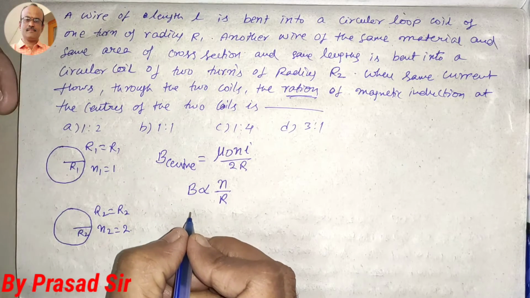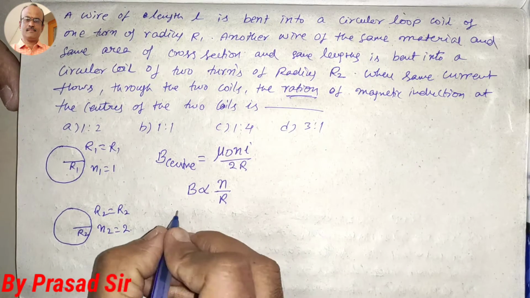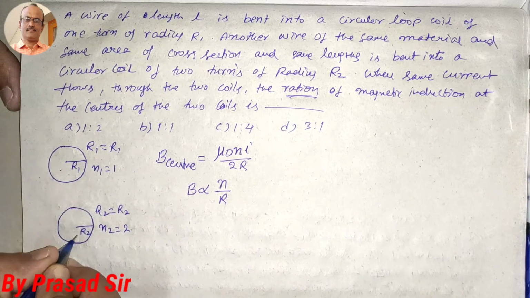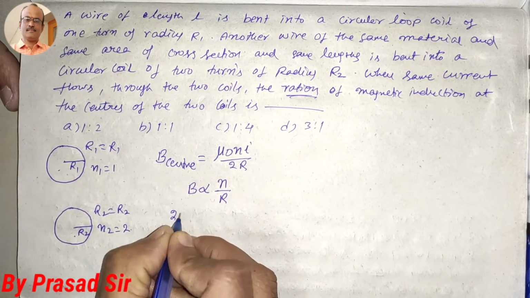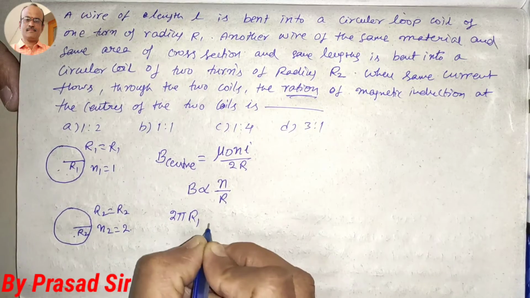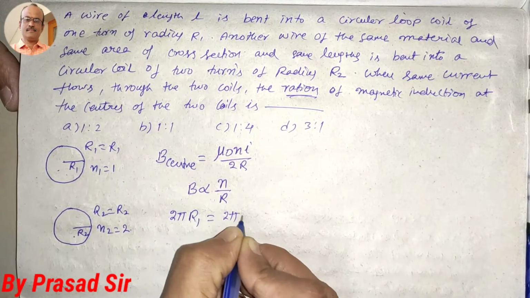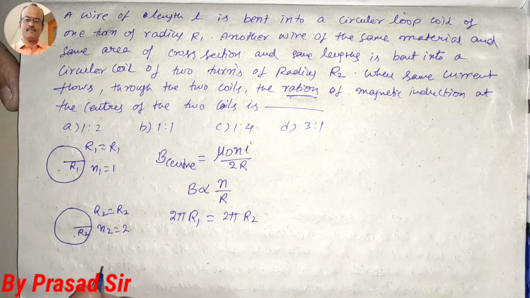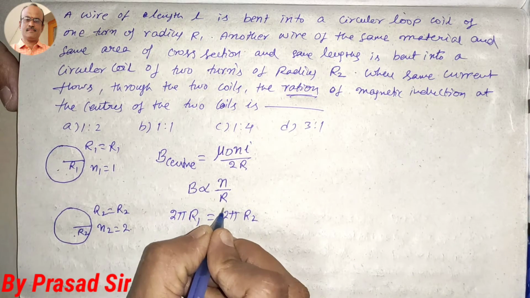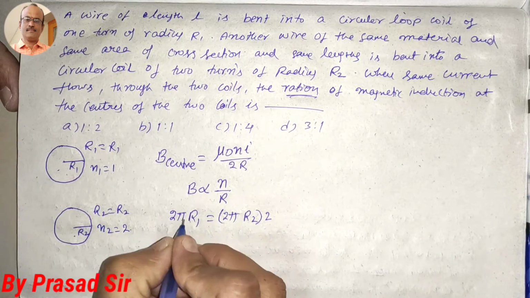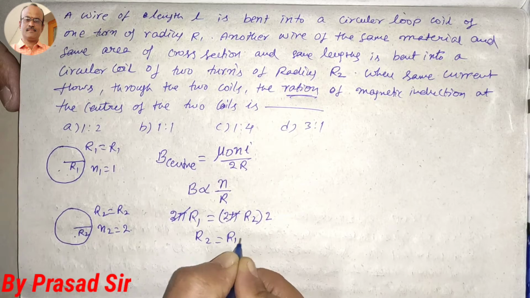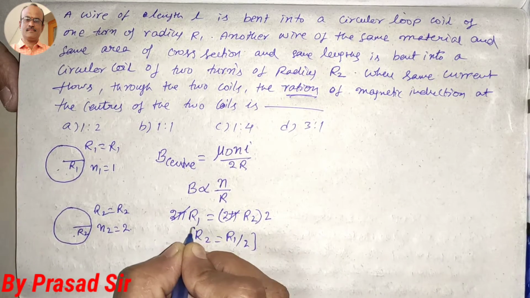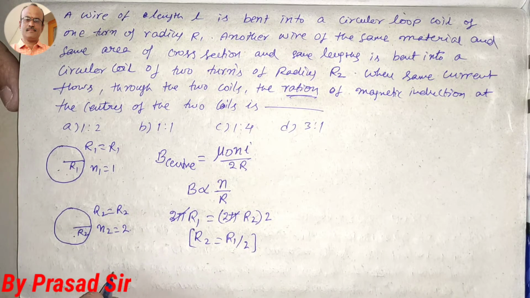But here, this length and this length. Whenever you are taking the lengths, what happens here? 2 pi R1 is equal to 2 pi R2. But one thing we have to remember here: how many turns are there in this coil? 2 turns. So that means the 2 pi cancels, and R2 is equal to R1 divided by 2. This is a very important relation.